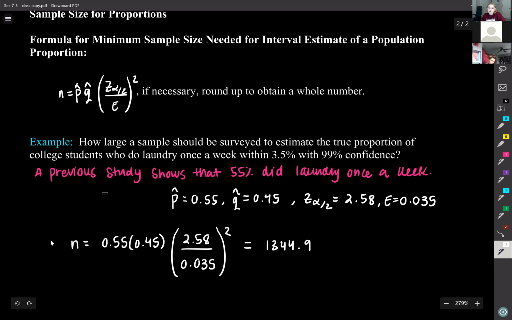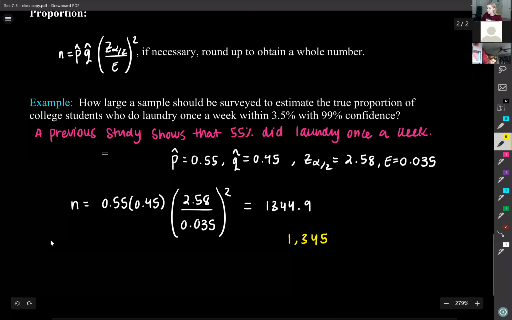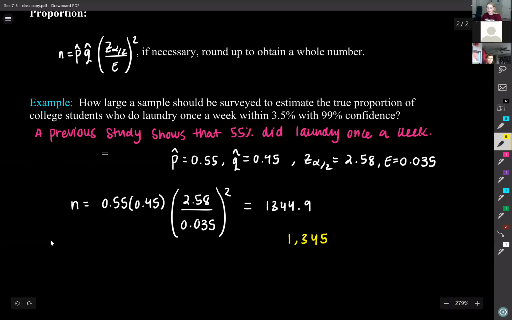But remember when we talked about sample sizes, we're always going to round up because we're talking about the amount of people we might be needing to ask. So we don't like talking about a fraction of a person. So we're going to round up and say that we need 1,345. And that is our sample needed in order to be within 3.5% of the true proportion with 99% confidence.